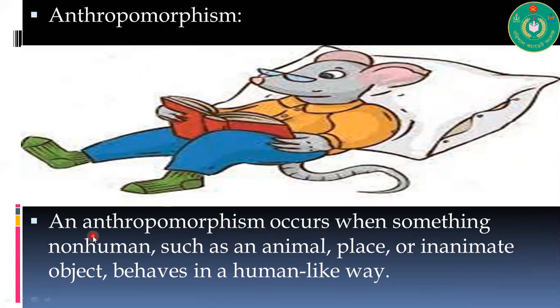Anthropomorphism. An anthropomorphism occurs when something non-human, such as an animal, place, or inanimate object behaves in a human-like way. So you see, this mouse is reading a book. This is not a person, right? But he behaves in a human-like way.